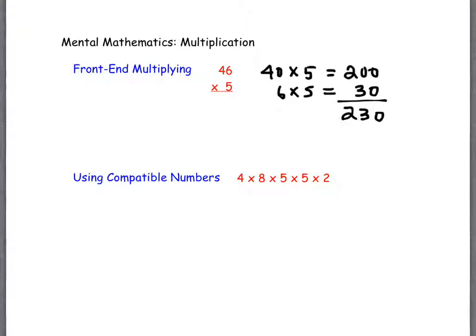This is called front-end multiplying because you're multiplying the front of it first and then the second value of it. Works pretty nicely when you're multiplying by a one-digit number because then you end up breaking it apart into just one-digit multiplication. And that's why that was so friendly, is because it's just one-digit multiplication.